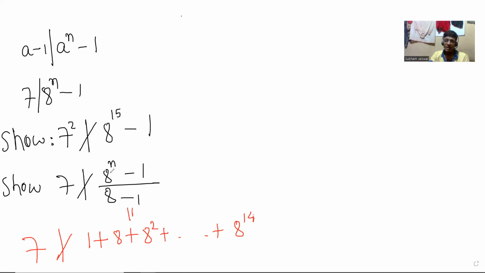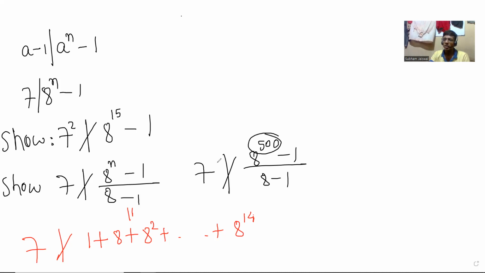So for any n that is coprime to 7, that is not a multiple of 7, the remainder would be something which is not equal to 0. The remainder would be that n, which is not a multiple of 7, and so 7 will not divide it. So from our analysis, we can say that 7 does not divide (8 to the 500 minus 1) by (8 minus 1), because the remainder would be 500. It's not a multiple of 7.